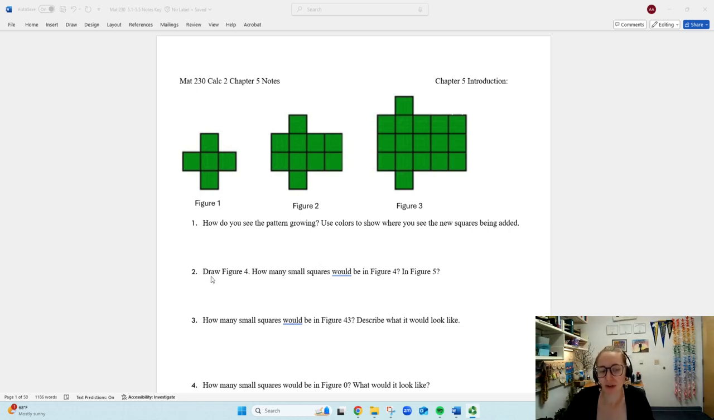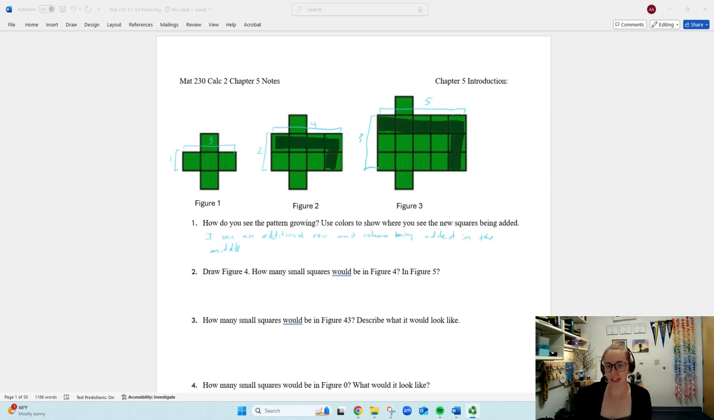And then can we figure out or try to draw figure 4, how many of those squares would be in figure 4 and figure 5. And then we don't want to draw all the ones between 5 and 43, so can we try to figure out a pattern and what that might look like? So please pause this video, try to answer some of those questions.